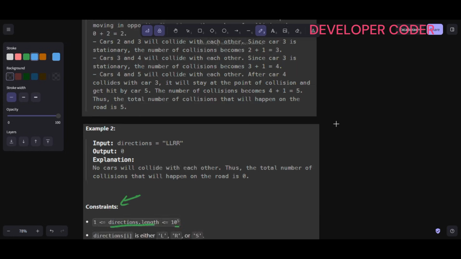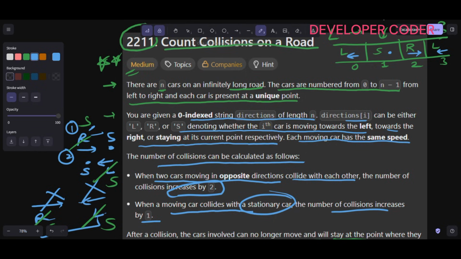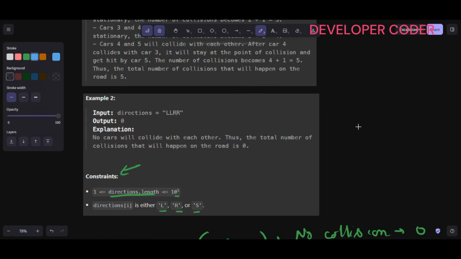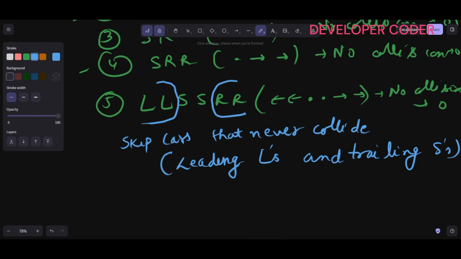And if you notice one more thing here, right? Whenever two cars collide, right, one is moving and one is stationary, there will be no impact on this S, right? There will be no impact. So when a moving car collides with a stationary car, the number of collisions increases by 1, right? So there will be no effect on the stationary car. And these we are changing to S, right? Here when two moving cars are colliding, right, they are moving in opposite direction, then the number of collisions increases by 2, right? This is one important point, just keep it in mind. Okay, so this is one thing that I noticed here, right? Skip cars that never collide.